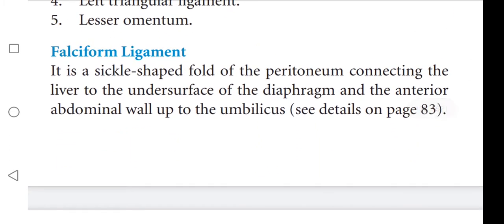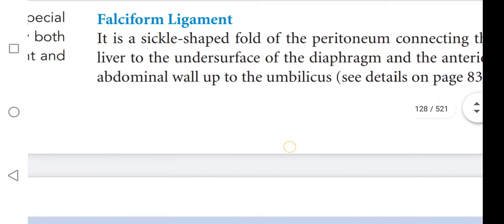Falciform ligament is a sickle-shaped fold of the peritoneum connecting the liver to the under surface of the diaphragm and the anterior abdominal wall up to the umbilicus.